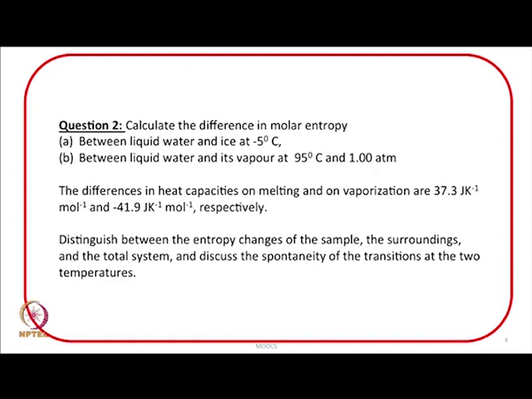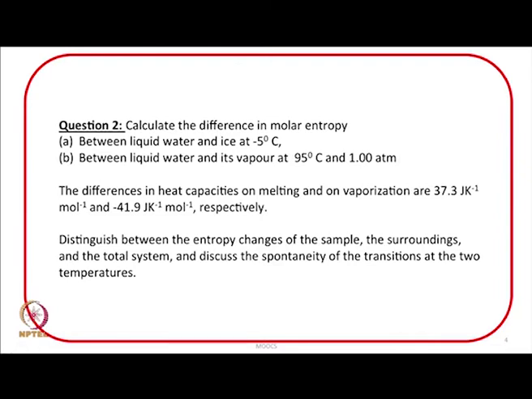The information given to us is the differences in heat capacities on melting and on vaporization are 37.3 joules per Kelvin per mole and minus 41.9 joules per Kelvin per mole respectively. Distinguish between entropy changes of the sample, the surroundings and the total system, and discuss the spontaneity of the transitions at the two temperatures.